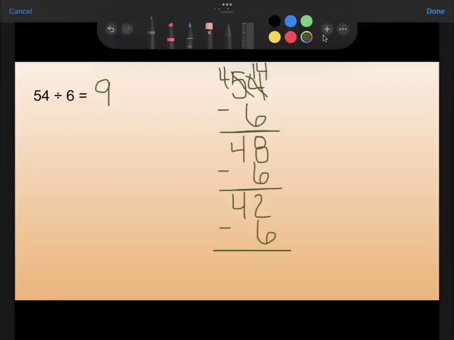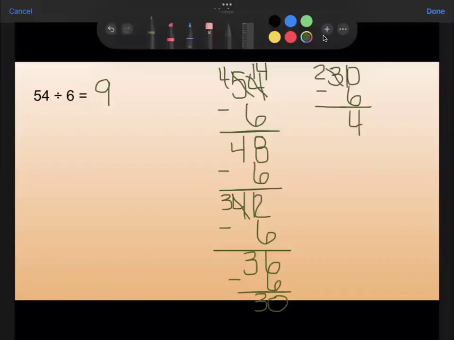Can't take 6 away from 2, so I have to regroup and make this 3 to make this 12, which gives me 36. I'm going to subtract another 6, which gives me 30. It's a little hard to see down there, but it's down there. I'm going to rewrite the 30 over here and subtract another 6. Can't take 6 away from 0, so I need to regroup to make that 2 and make that 10, which gives me 24. I'm going to subtract another 6.